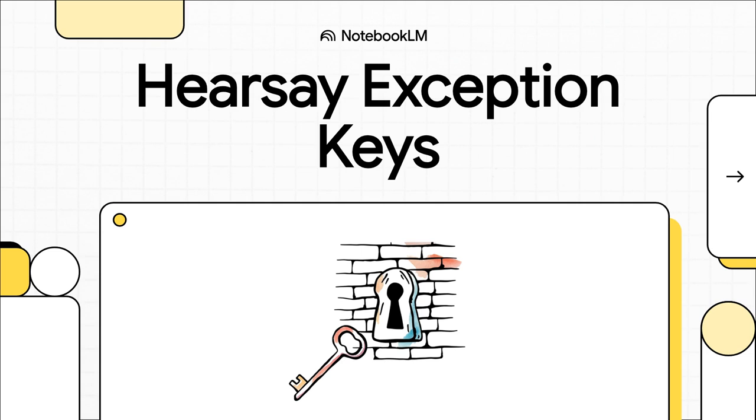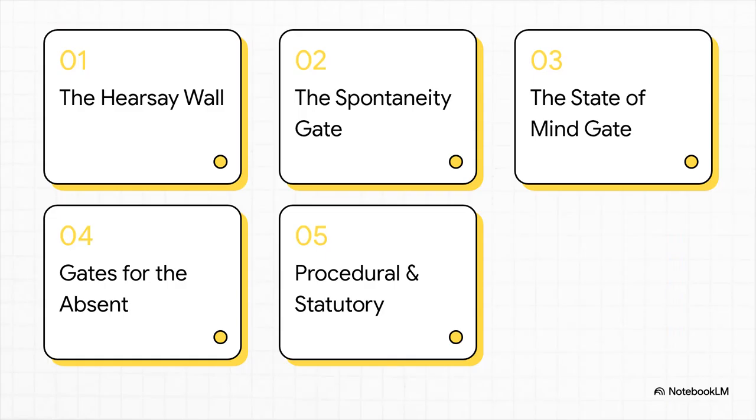Look, mastering these isn't just about passing a test, it's about getting absolutely crucial evidence in front of a judge for your client. Right? Let's get into it. So here's our game plan. First, we're going to come face-to-face with the hearsay wall itself, understand what it is. Then we'll start unlocking the gates one by one. We've got the spontaneity gate, the state of mind gate, some really important gates for witnesses who can't be there, and finally, a few procedural and statutory keys that you've just got to have in your toolkit.